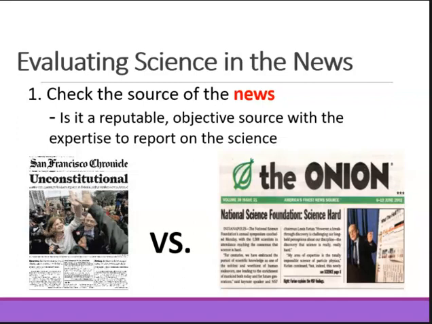First, we want to check the source of the news. Is it a reputable, objective source with the expertise to report on the science? So we can compare, for example, the San Francisco Chronicle versus an opinionated source such as The Onion. We know that The Onion actually produces some pretty satirical, funny articles, which is fun to read every now and then, but we can't really say that The Onion is a reputable source of information.